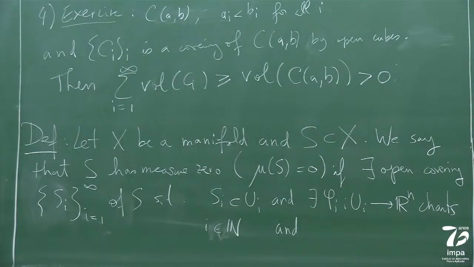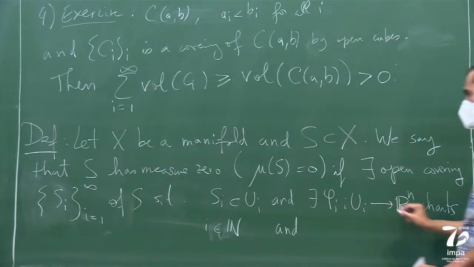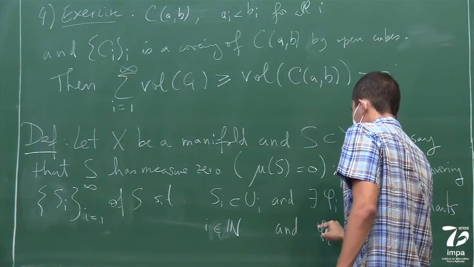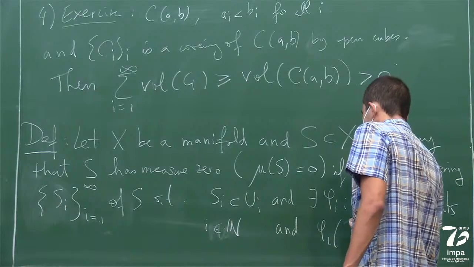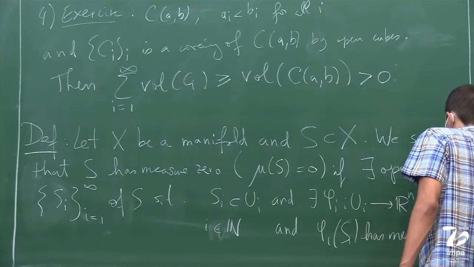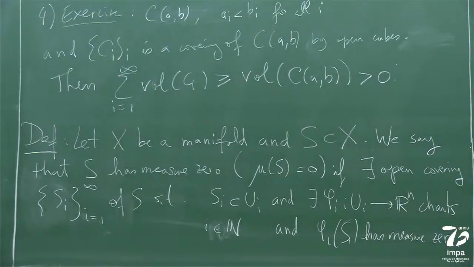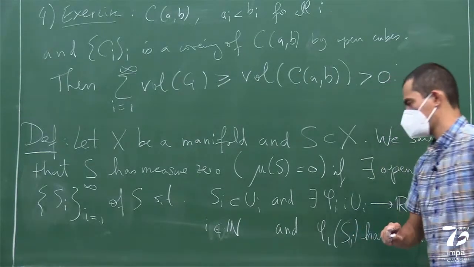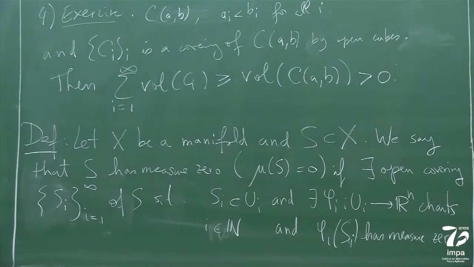I mean, so far you can do that for any subset. You can do that for all of X because the manifold is second countable. But the property is that, well, I guess I can write it like here. And phi_i of S_i has measure 0. Okay. All right? Great. Let me write it bigger. Okay, so that's what it means for a set in a manifold to have measure 0.